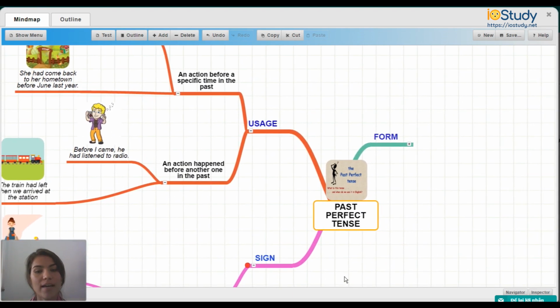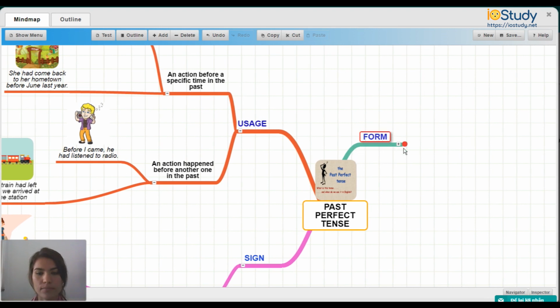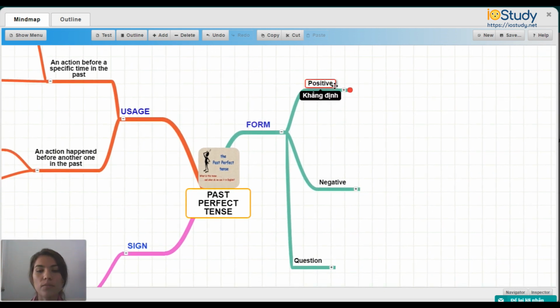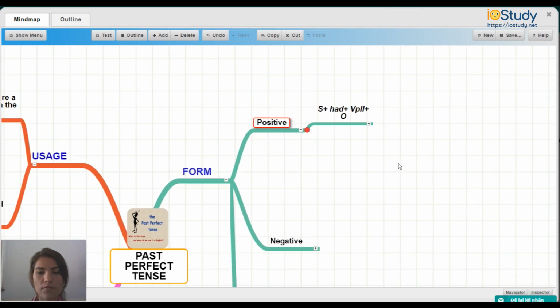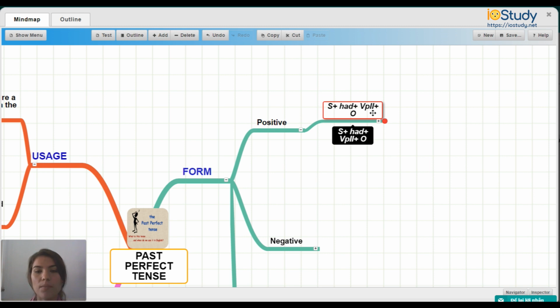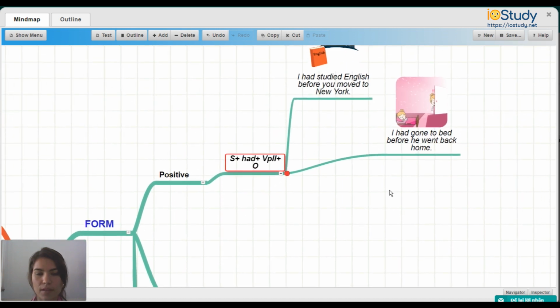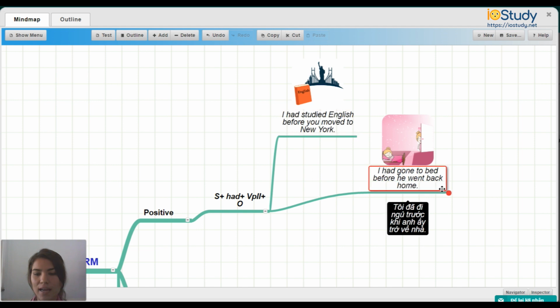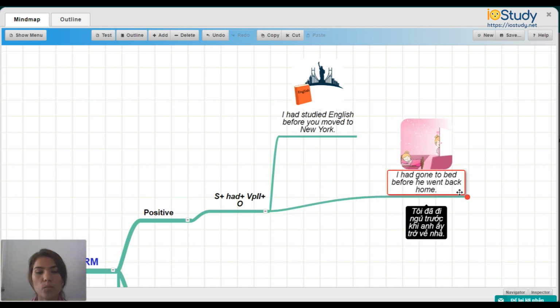So now let's go to the other side. We'll talk about the form. So how to form the past perfect tense. We have positive form, negative form, and question form. So let's first look at positive. The form for positive sentences is subject plus had plus verb in the past participle plus object. For example, I had studied English before you moved to New York. And I had gone back to bed before he went back home.